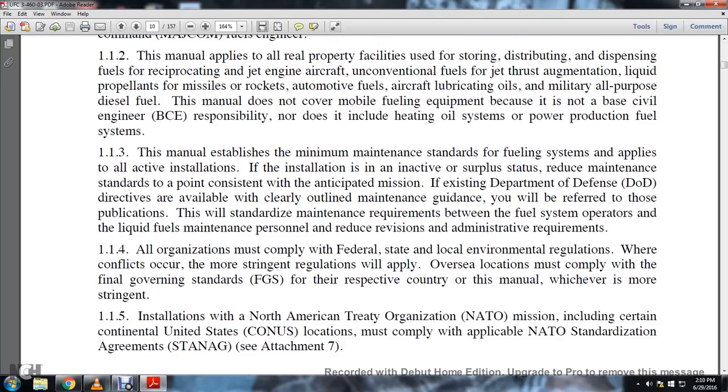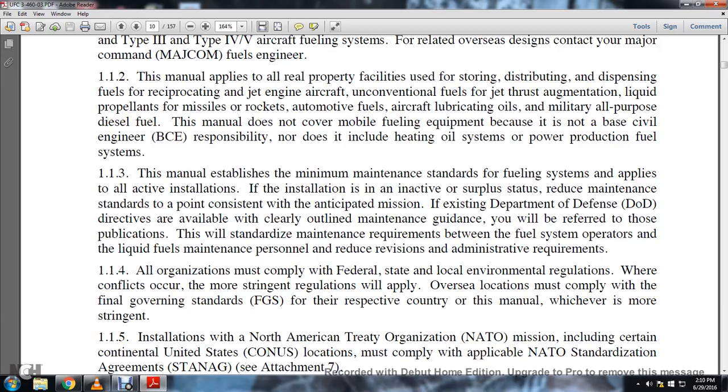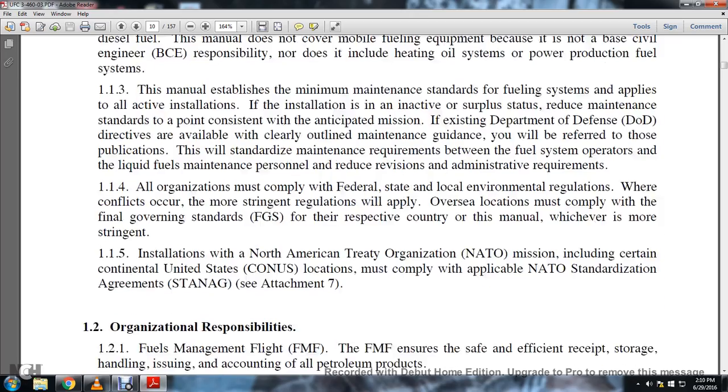1.1.3 The manual establishes the minimum maintenance standards for fueling systems and applies to the active installation. If the installation is in inactive or surplus status, reduce the maintenance standards to a level consistent with the anticipated mission. Existing Department of Defense directives provide clearly outlined maintenance guidance, and you will be referred to those publications. There are standard maintenance requirements between the fuel system operators and liquid fuel maintenance personnel, and reduced revision and administration regulations.